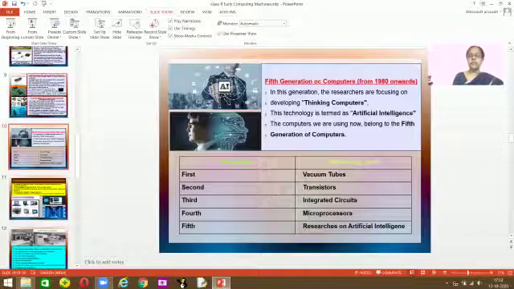Now, the first generation used vacuum tubes, which I already explained. The second generation used transistors. Third generation used the integrated circuit. Fourth generation used microprocessors. Fifth generation they're still researching on artificial intelligence. Let's go further.